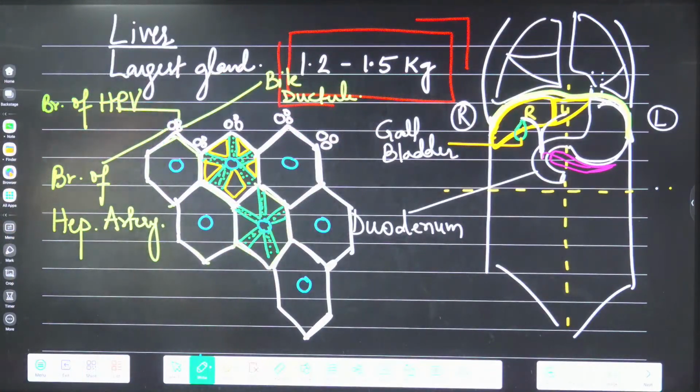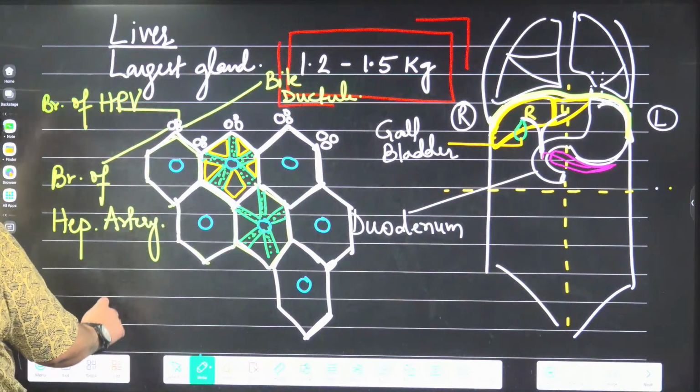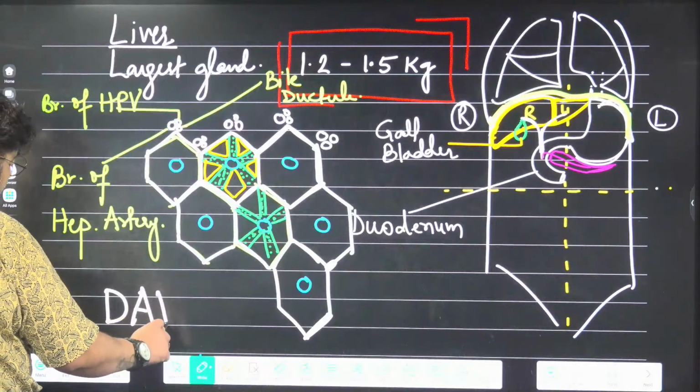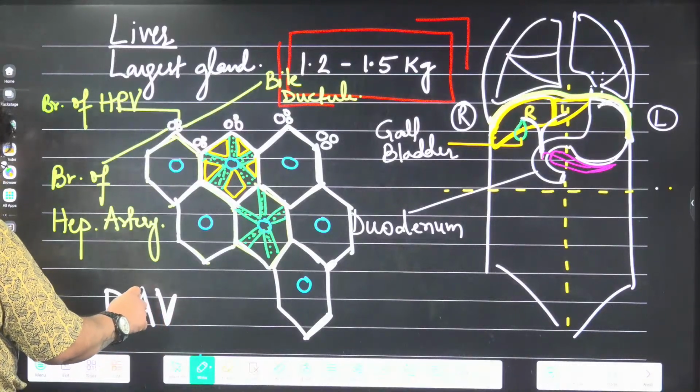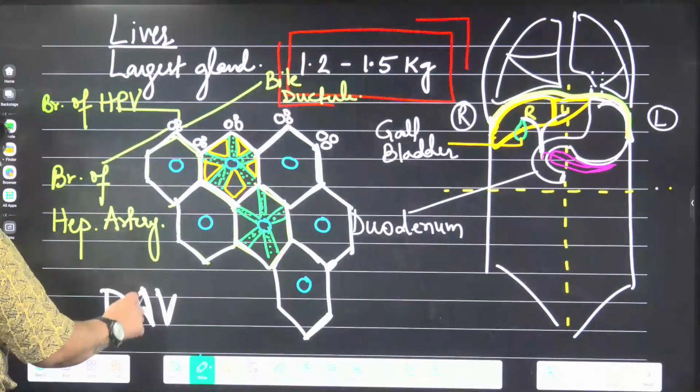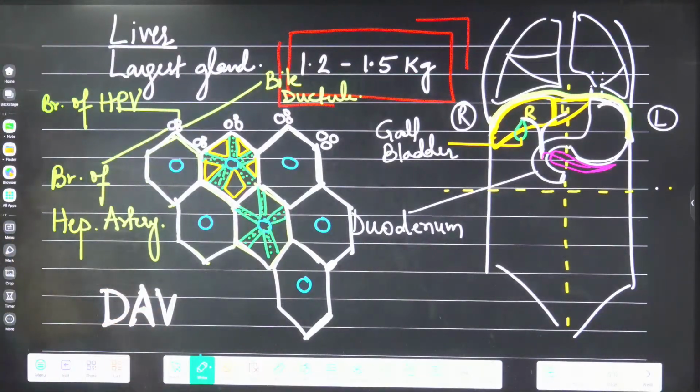You can remember them by my name. And how are my initials? DAV, Dr. Anurag Verma, DAV. So D for ductule, A for artery, and V for vein.